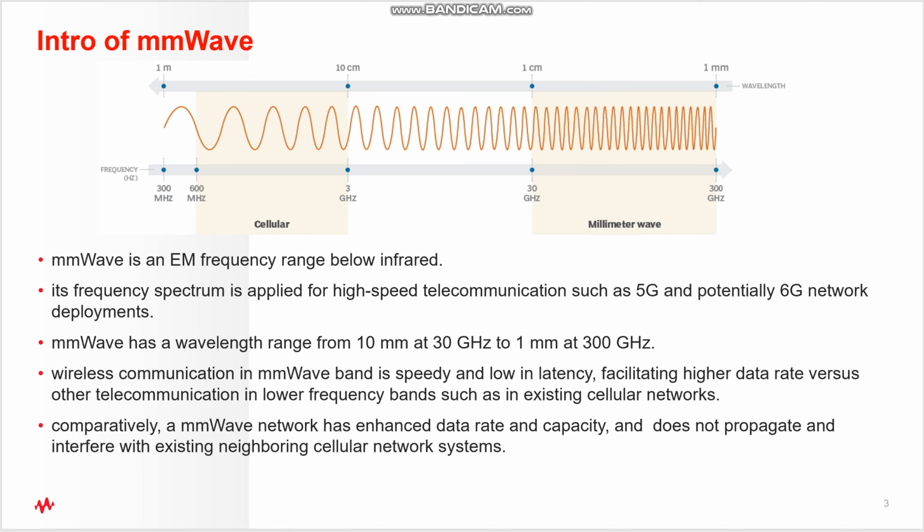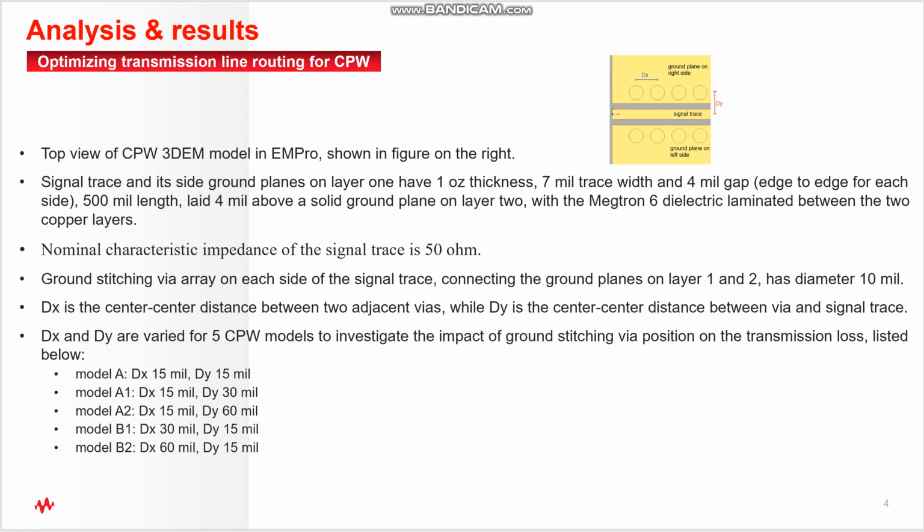The wireless communication in millimeter wave band is speedy and low in latency, facilitating higher data rate versus the other telecommunication in lower frequency band such as the existing cellular networks. Comparatively, a millimeter wave network has enhanced data rate and capacity and does not travel and interfere with the existing neighboring cellular network system. Next, analysis and result, optimizing the transmission line routing for CPW.